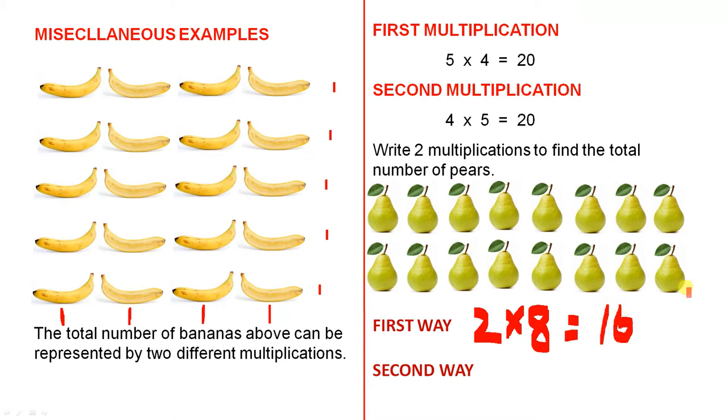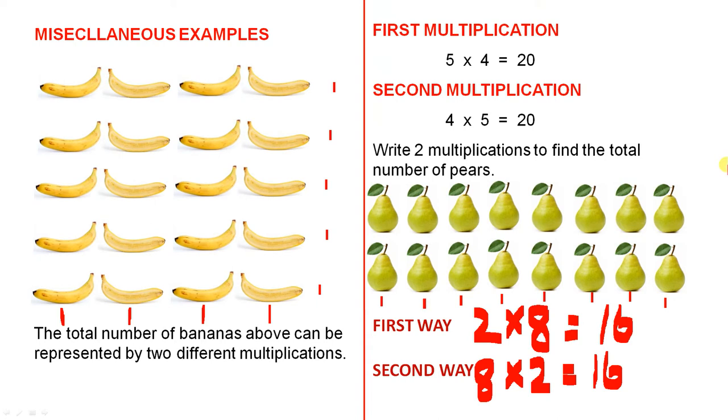Okay, so there's one multiplication. Now what's the second way? Well, we can look at the columns. See this column here? That has 2 pairs. That column has 2 pairs. And if we continue and we count all the columns, we find that there are 8 columns. Each column has 2 pairs. And what does that give us? Again, 16 pairs. So there are 2 ways of doing that, either looking at columns or looking at rows.